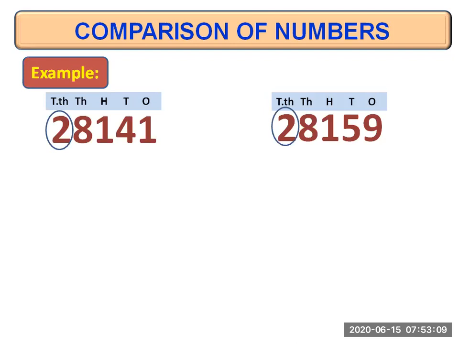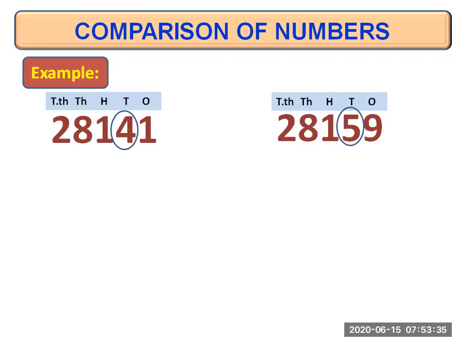So after 10,000, we'll compare thousands. Here again, we have the same digit at the thousands place also, that is 8. What to do now? Not a big deal. We'll go to the hundreds place. Okay. What is this? At the hundreds place, once again, we have the same number, 1. Okay, not a problem. We'll go to the tens place.